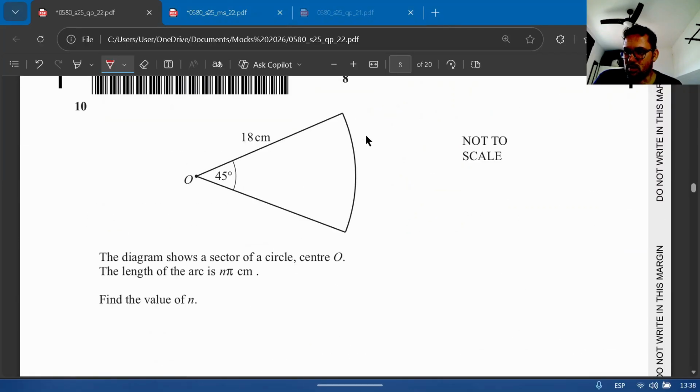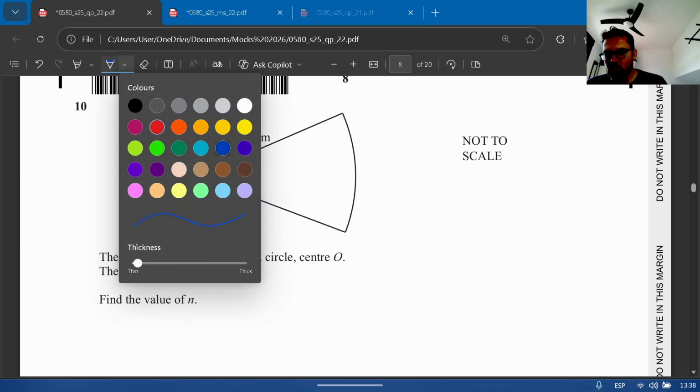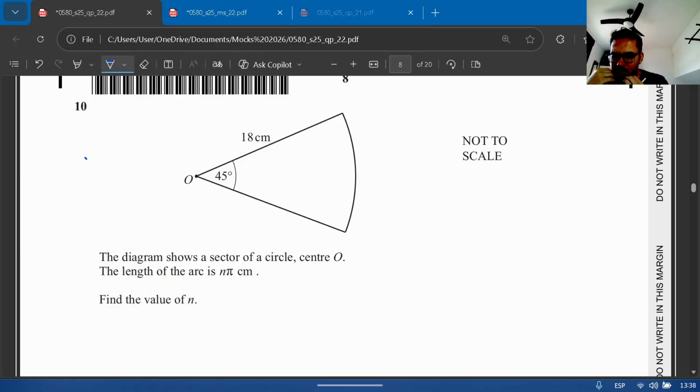Let's move on to question 10. Okay. We got a sector of a circle, or in short, a pizza slice. The length of the arc is n pi. Always read all this. That's important. N pi, whatever that means. Find your value, okay?